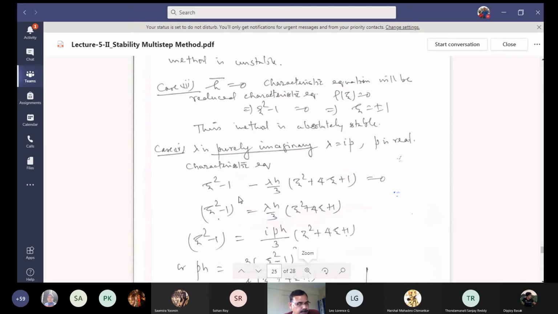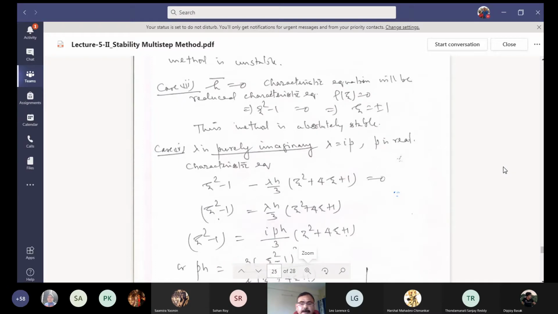Have you written that? Yes, sir. Okay. Then you take this xi minus 1 on one side, and the remaining 1 on the other side, and then divide by xi square, and then put lambda equal to ip, so that lambda h bar will be iph. Have you written that? Yes, sir. Okay.